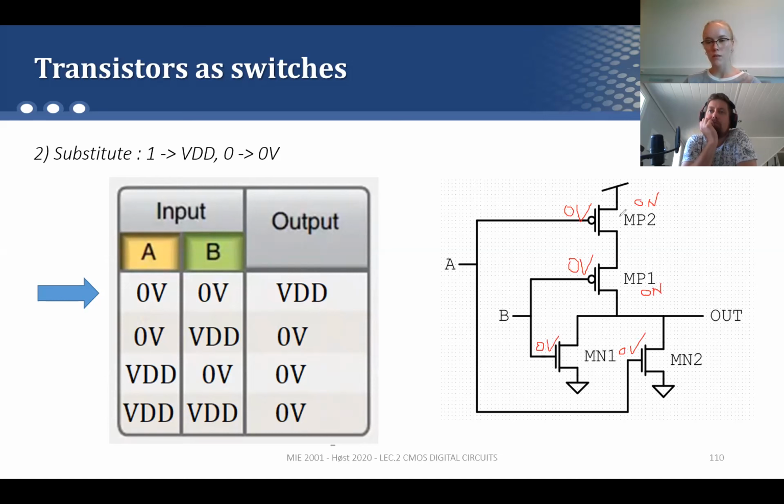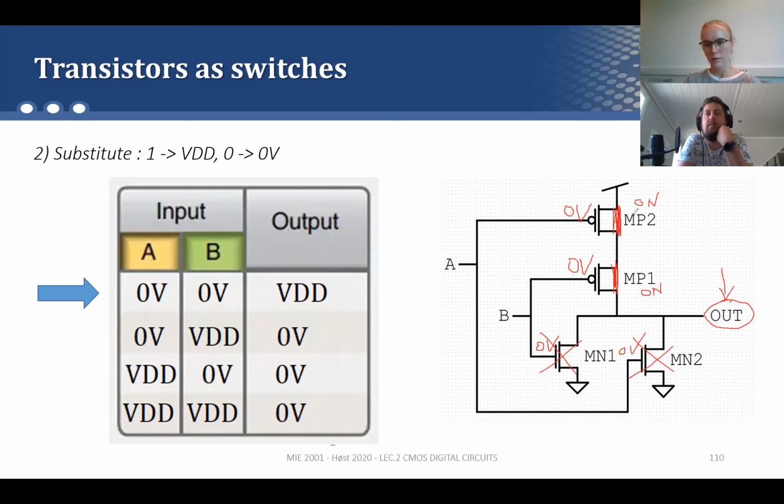Again, on means it's a short circuit. So there is a connection between source and drain like this. If the NMOS has the gate voltage of 0 volt, then the NMOS is off. So Mn1 and Mn2 are off. So I cross them. So they are equal to open circuit. So the question is, what is the voltage in this moment at the output terminal?